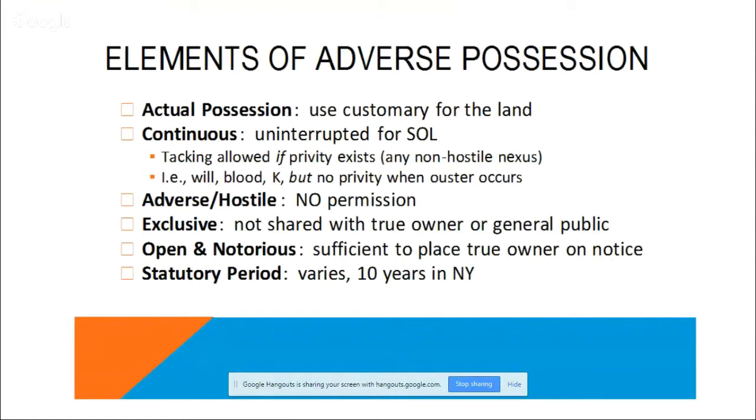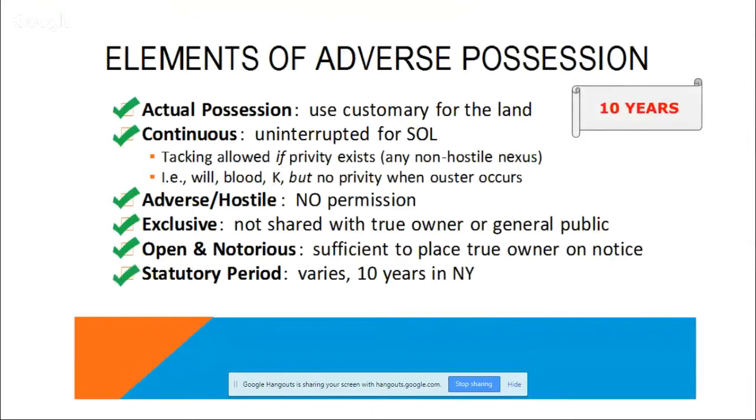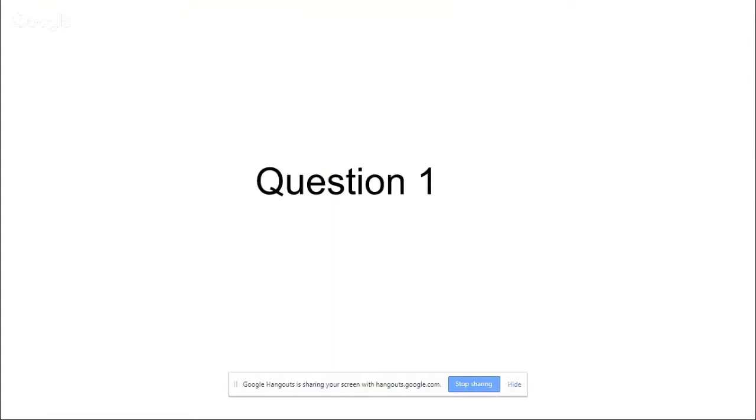First, I want to remind everybody what the elements of adverse possession are, because these 14 questions have to deal with adverse possession and the little intricacies between them. So, the elements of adverse possession: actual possession, continuous, adverse and hostile, exclusive, open and notorious, and it must be held for some statutory period. New York is 10 years, and we're going to be assuming 10 years when we go through these slides.